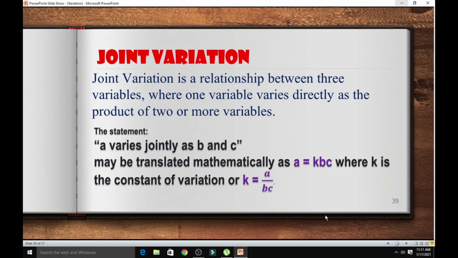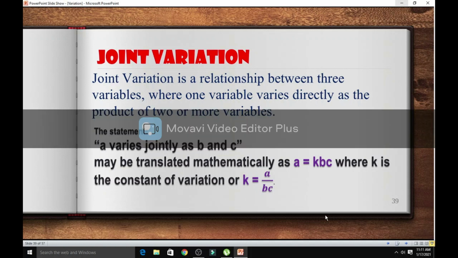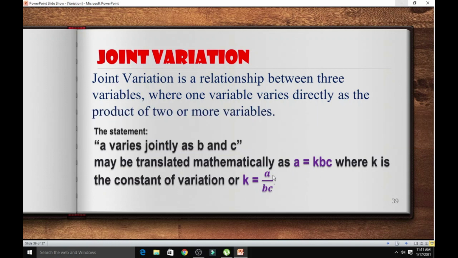Or, how are we going to write the equation for K naman? So, para makuha naman natin yung equation for K, kung ano yung kasama ng K dito sa ating equation na A is equal to KBC, we are just going to put it on the denominator, and then yung variable on the left side ay ilalagay natin as numerator. So, ang equation natin for K ay K is equal to A over BC.